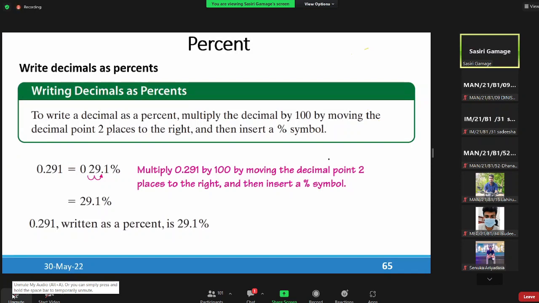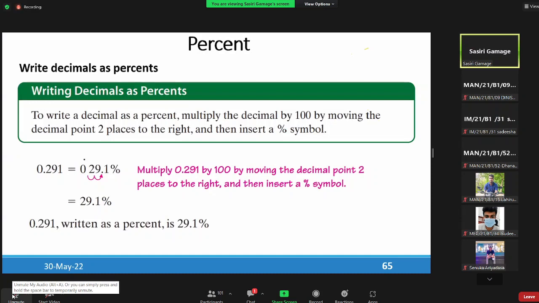The other way, writing decimals as percent. When we have a decimal value and are asked to convert it into a percent value: to write a decimal as a percent, multiply the decimal by 100 by moving the decimal point 2 places to the right, and then insert a percent symbol.